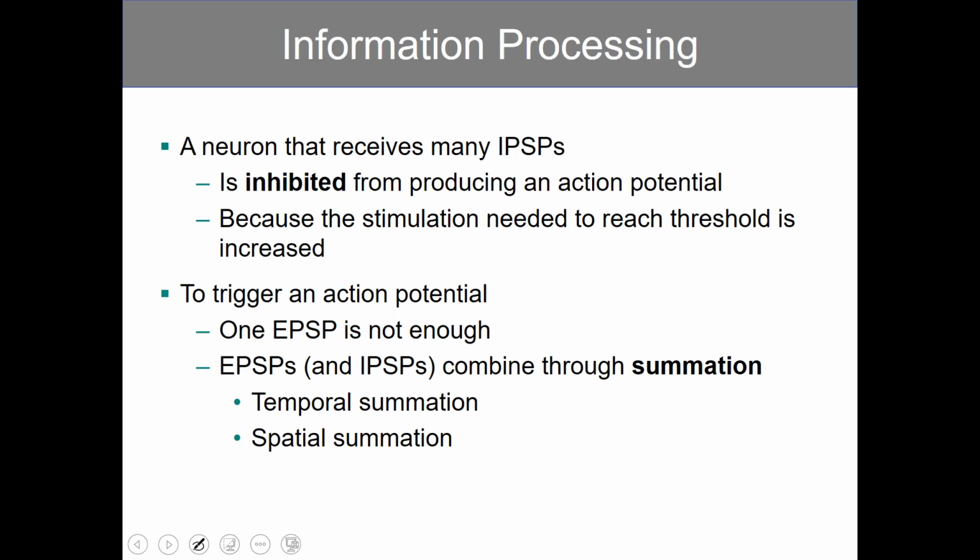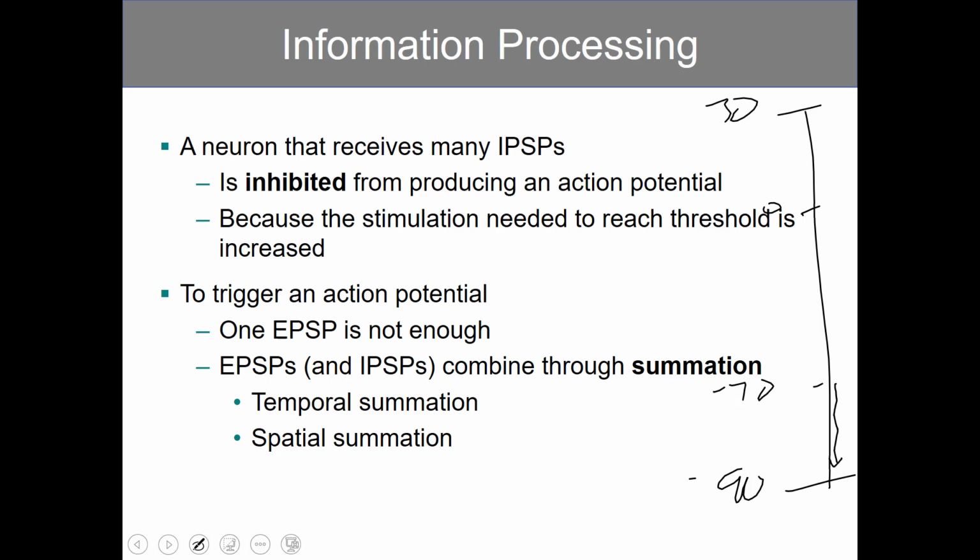So a neuron that receives many IPSPs is inhibited from producing an action potential because it's been hyperpolarized. I ought to get a stamp for this since I draw it so often. If a cell is getting a lot of IPSPs, it leads to increasing hyperpolarization, and because the stimulation needed for that cell to reach threshold is increased, it helps inhibit action potentials.